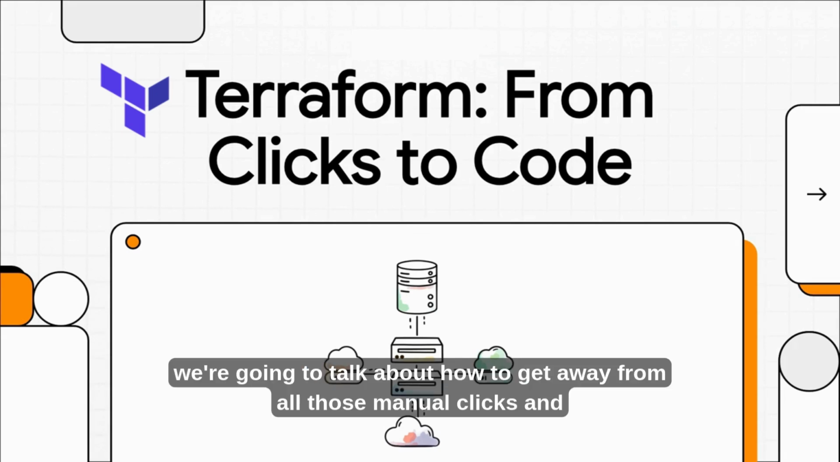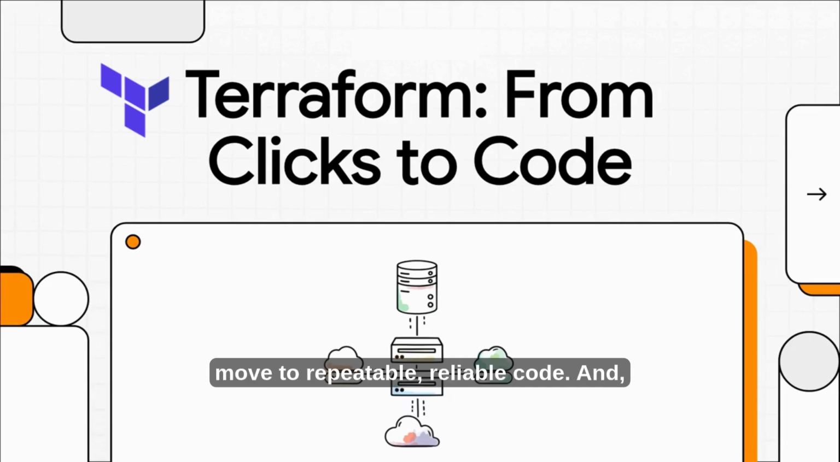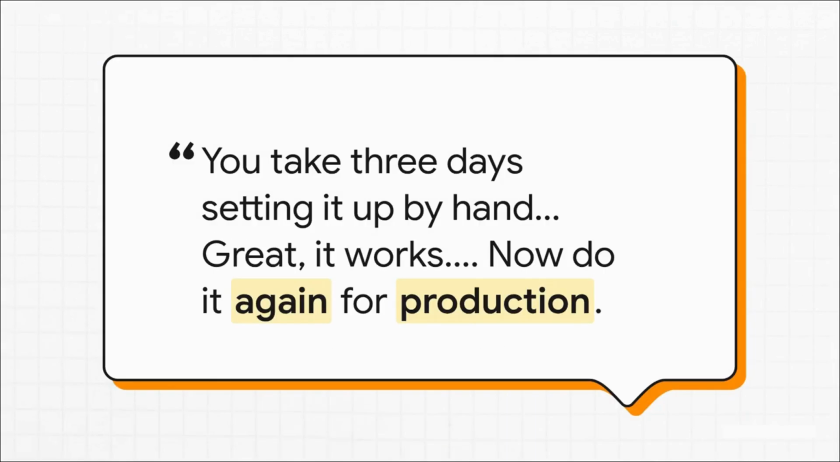So today, we're going to talk about how to get away from all those manual clicks and move to repeatable, reliable code. And nothing sums this up better than a comment I saw on Reddit. Zaitin says, you take 3 days setting it up by hand, clicky on the UI. Great, it works. Now, do it again for production. And that little laughing emoji at the end, it's just so perfect. It's funny because it's painfully true, and it perfectly frames the exact problem we're going to solve.